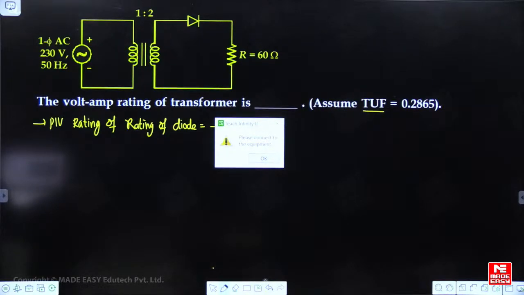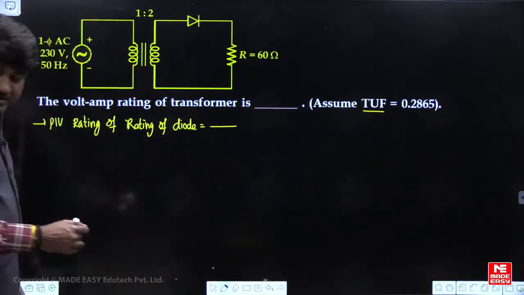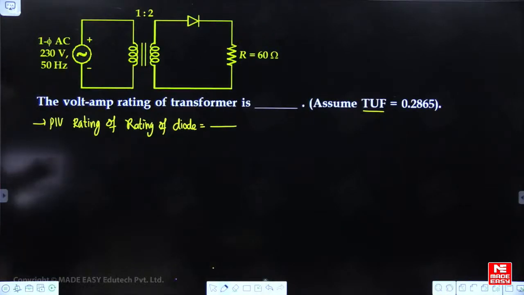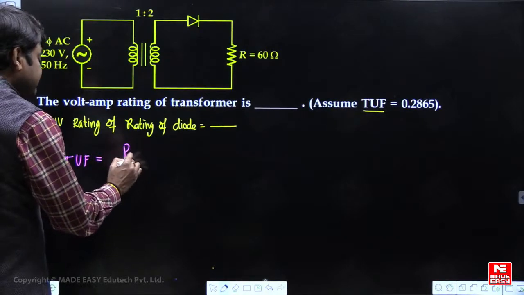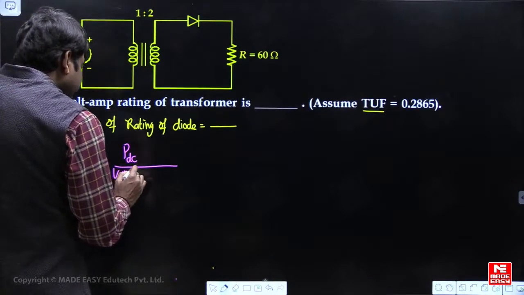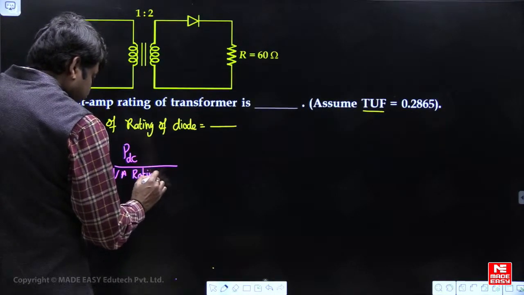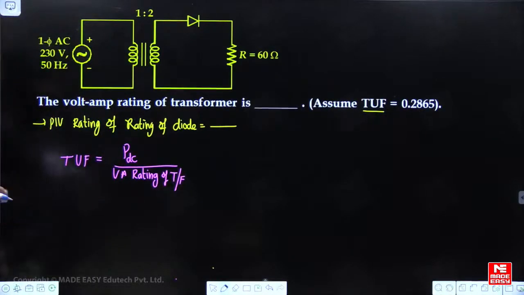Okay, shall we start? Now look here. How to find the transformer utilization factor? All of you write down the formula: TUF is equal to the power due to the DC component divided by the volt ampere rating of the transformer. I have given you the hint, so I hope now you can answer this question.